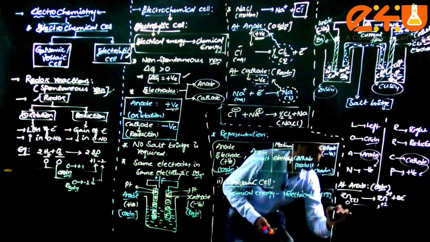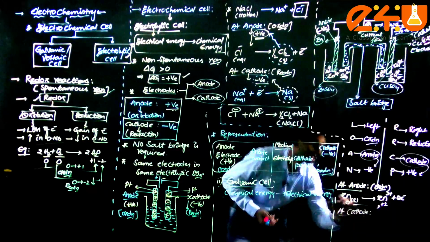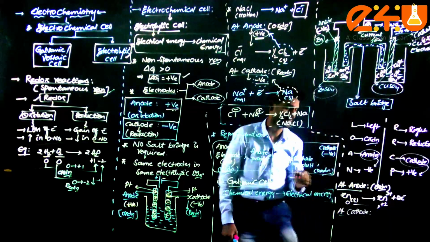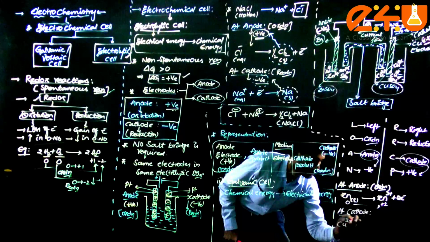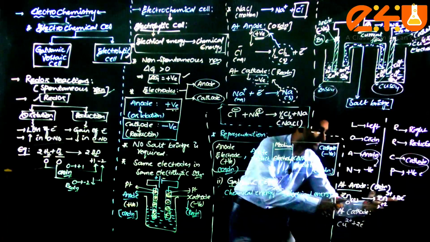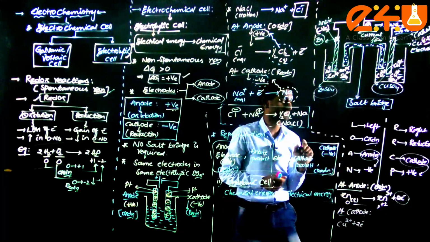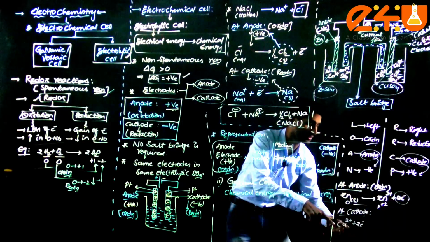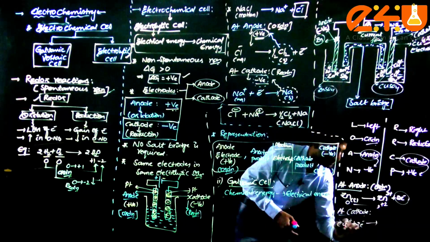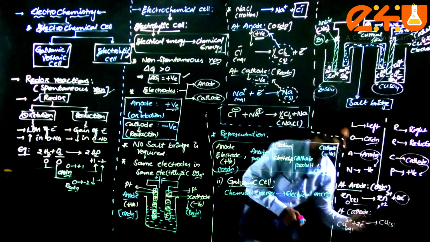Next, how will the reaction take place at the cathode? At the cathode, these Cu2+ ions gain 2 electrons. Already this zinc metal released 2 electrons through oxidation. Now these 2 electrons are absorbed by Cu2+ ions, which are aqueous, to form copper solid.